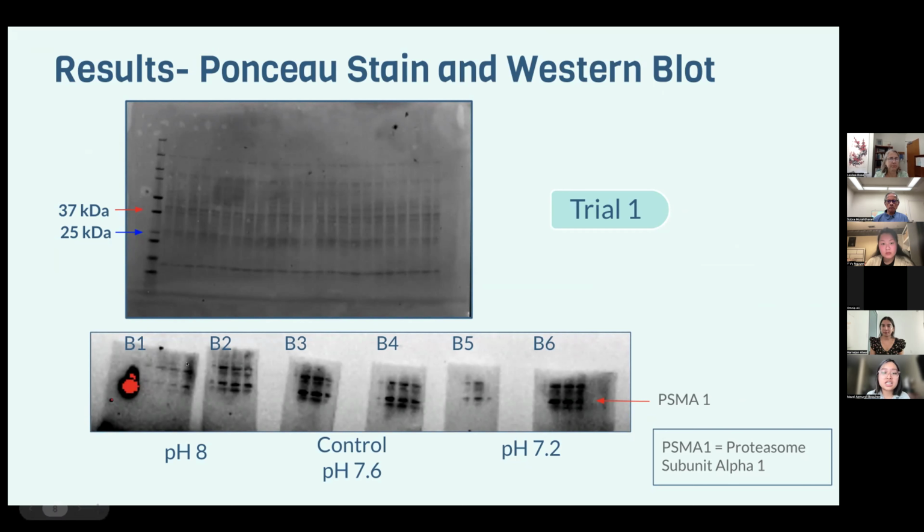As you can see here, there's a lot of background and bands, but we can see that bottom membranes 3 and 4, treated with the control, which is pH 7.6, have consistently stronger intensity bands compared to pH 8 and pH 7.2. You can see that bottom membrane 1, treated with pH 8, is very faint, as well as bottom membrane 5, treated with pH 7.2.